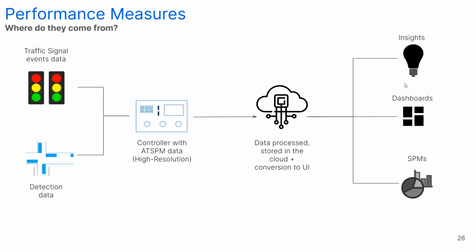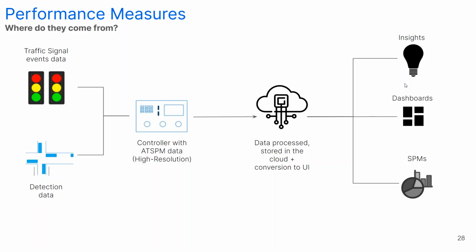It doesn't necessarily matter what the source of the sensor is. Every piece of the data in this platform is coming from the high-res data sets from the traffic controllers. So it is a little bit of a prerequisite to have an ATC controller, but most controllers today have this ability and have this functionality built in.